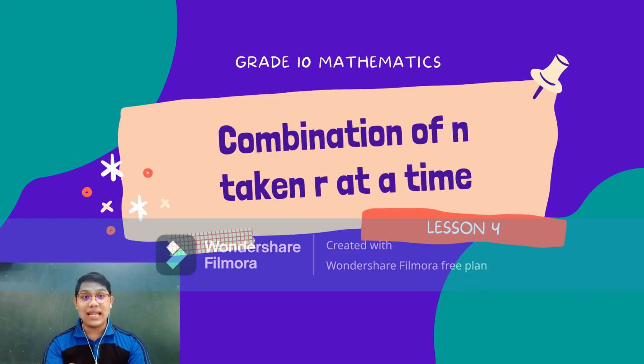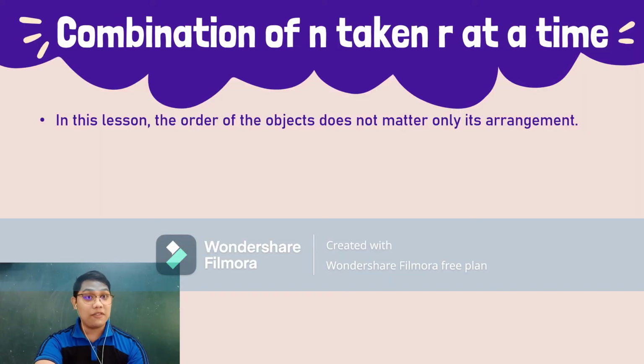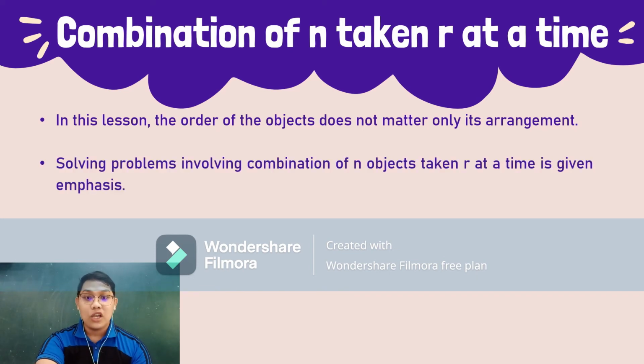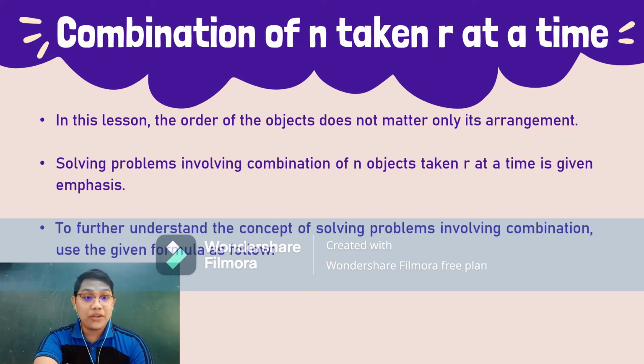Now, let us proceed to our last lesson, which is the combination of n taken r at a time. So no, ang previous 3 lessons are all permutations. Kani siya is, atong last lesson is about combination, meaning ang order sa given elements does not really matter sa atong mga example. So in this lesson, as what I've said, the order of the objects does not matter, only its selection. Solving problems involving combination of n objects taken r at a time is given emphasis. To further understand the concept of solving problems involving combination, use the given formula as follows.